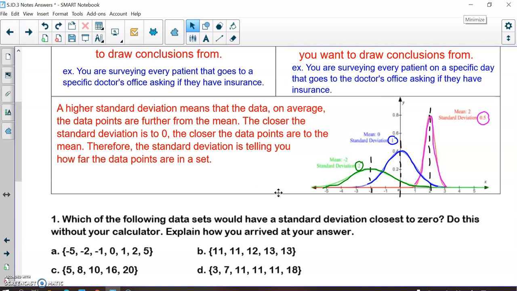But keep in mind that if we know that a data set has a certain standard deviation, that does not tell us necessarily how symmetrical it is. Because for example, in all 3 of these bell curves, all of these look pretty symmetrical, and they all have different standard deviations.